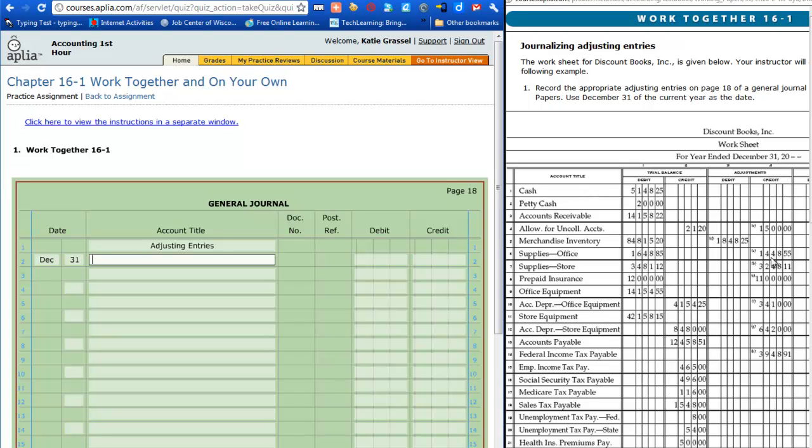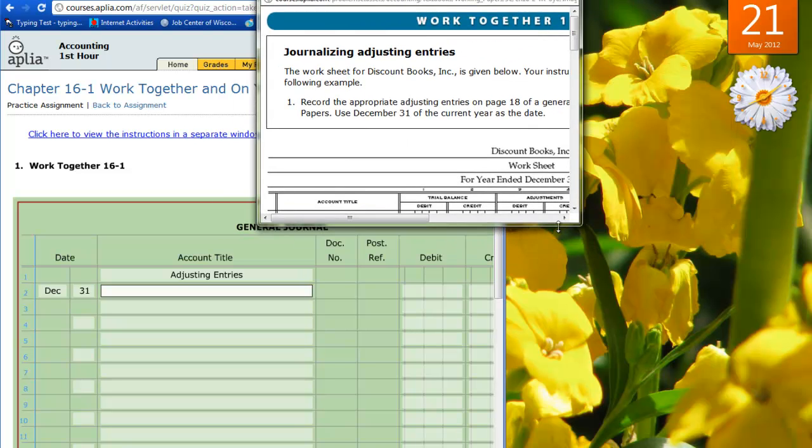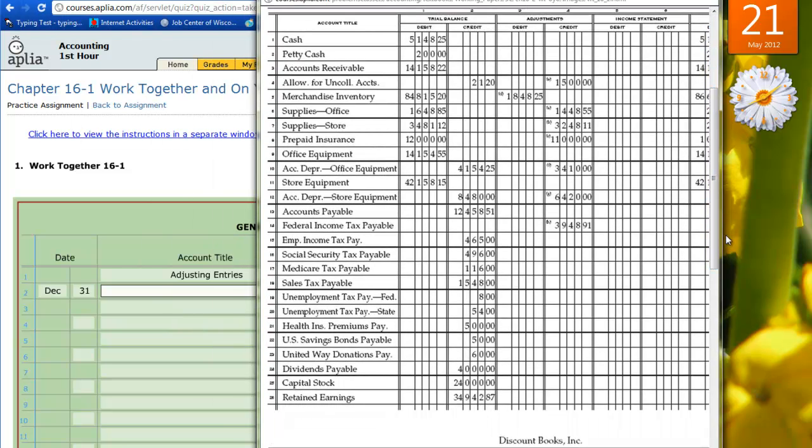Now, when I look at my worksheet over here, one of the things that they have in the example of this worksheet that we are not able to do when we do Aplia is, to the left of your adjustments you have letters, like A, B, C, D, E, F. When you are recording your adjusting entries, you have to record them in correct order. So you'd record A first. You also need to make sure that you put your debit first.